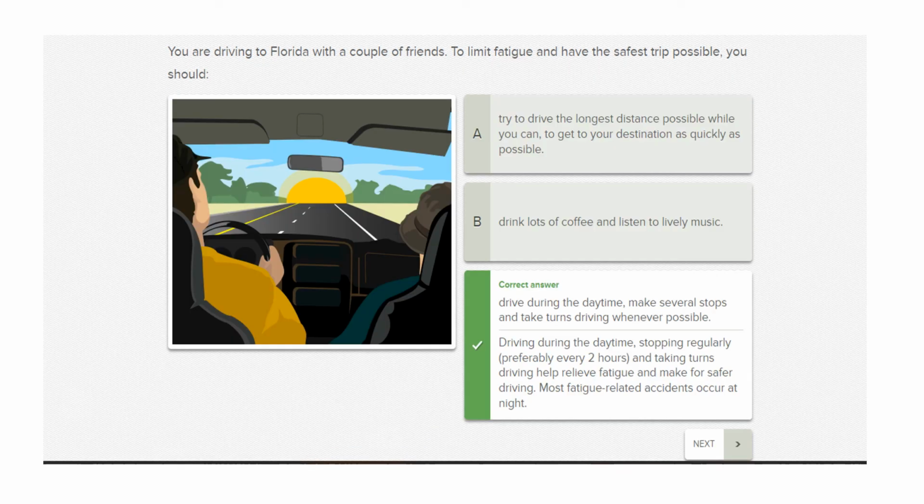And the answer is option C. Drive during the daytime, make several stops, and take turns driving whenever possible. Driving during the daytime, stopping regularly, preferably every 2 hours, and taking turns driving help relieve fatigue and make for safer driving. Most fatigue related accidents occur at night.